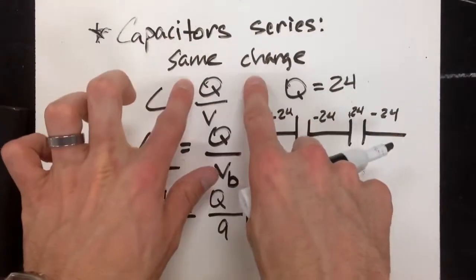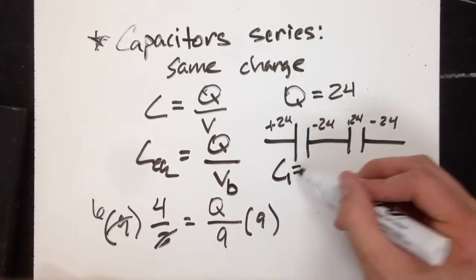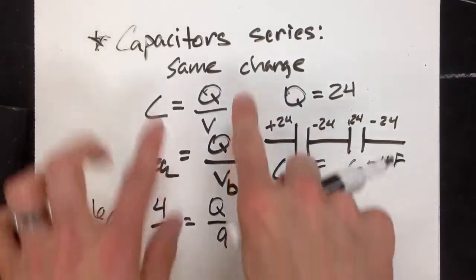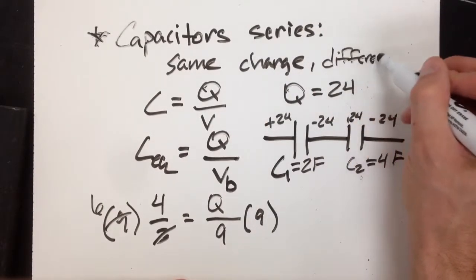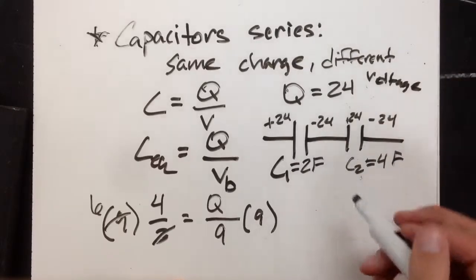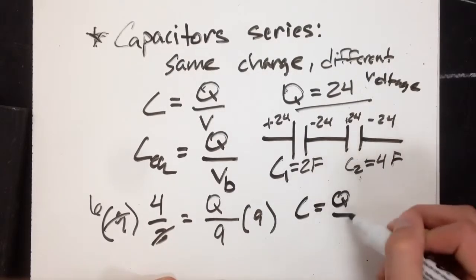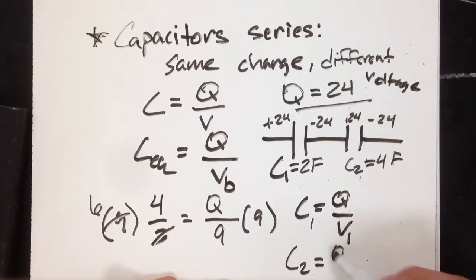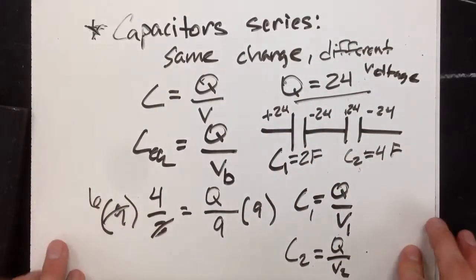So since they're in series, they have the same charge. But each one had a different capacitance. This one had a capacitance of 2 farads. This one had a capacitance of 4 farads, which means they have the same charge but different voltage. And to get that voltage, well, now we know the charge on each capacitor. We can use C equal to Q over V. And we can use C1 to figure out V1, and then use C2 to figure out V2. So that's for capacitors in series with each other.